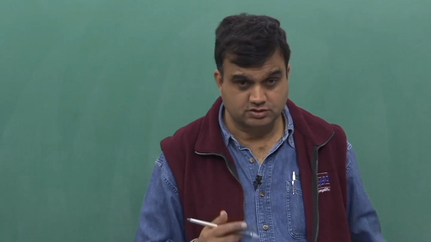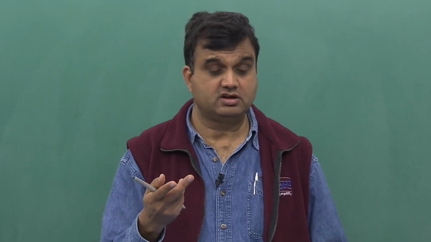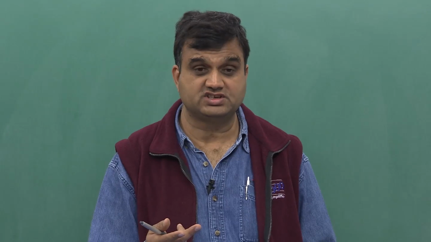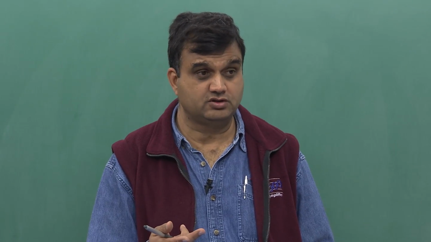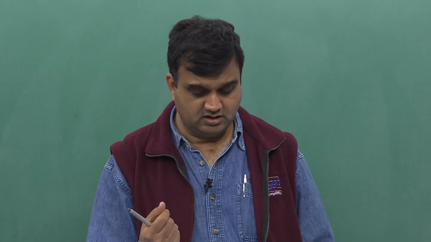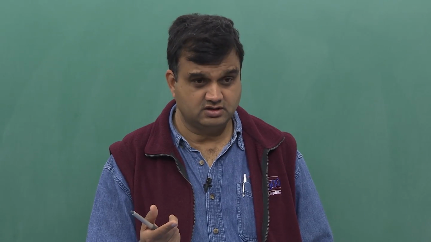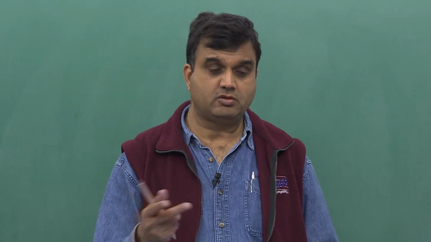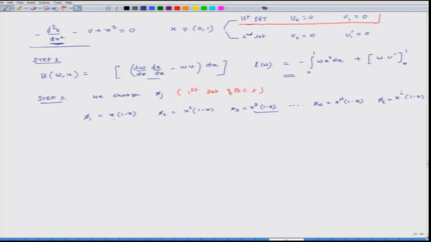Okay. So, three things: these functions should be homogeneous at points where u is known. Second, it should be a complete set, and the third one is that these functions should not be linear combinations of each other. So, now using this I calculate my B matrix and L vector. Okay.